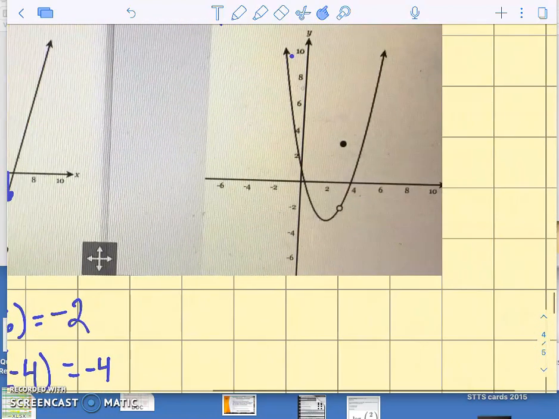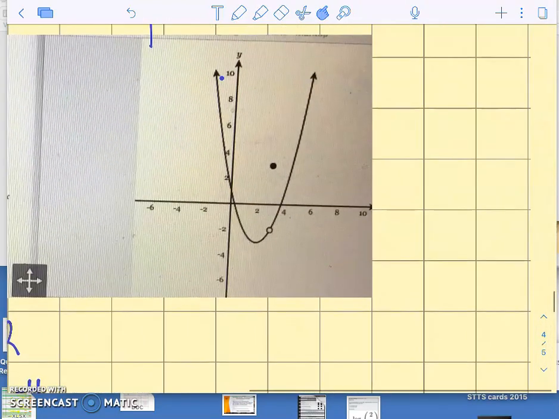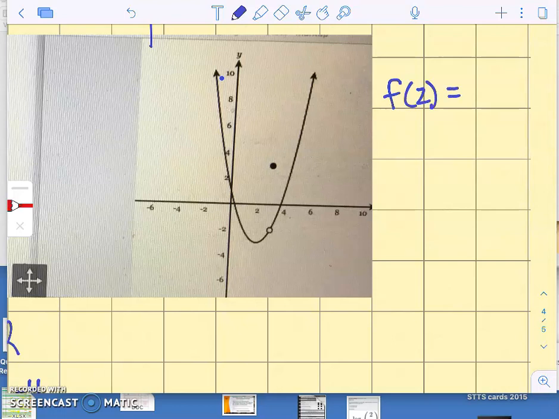So the second one here, we have a parabola, and I'll try and write these on the side here. Let's try, what if I said, what is f of 2? We go on the graph down to 2, and we go over. So f of 2 is -3.